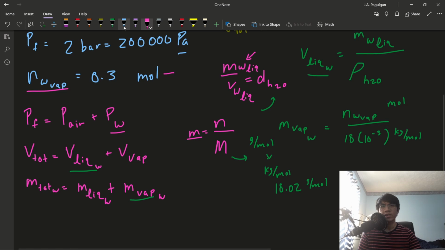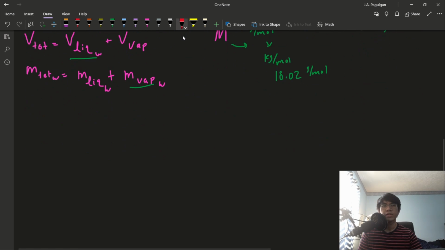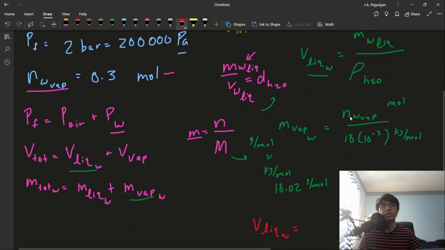So let's just write it out so you can see. I don't know what color, maybe red. So we have the volume of the liquid water. Keep in mind, we're just breaking it down. This isn't anything new. So volume of liquid water. What is the mass of the water, the liquid water?